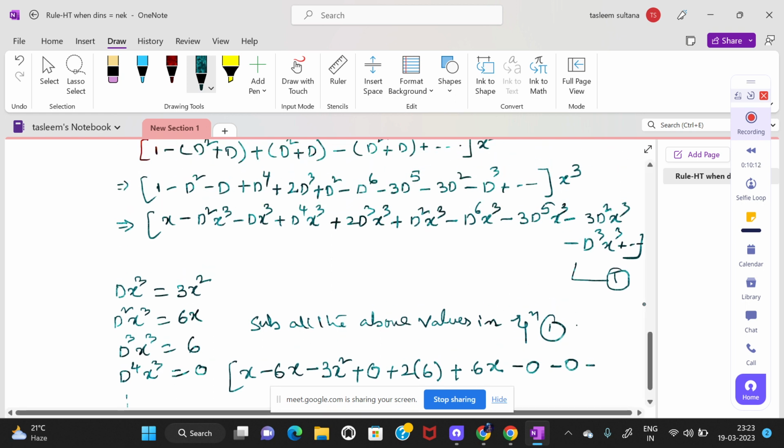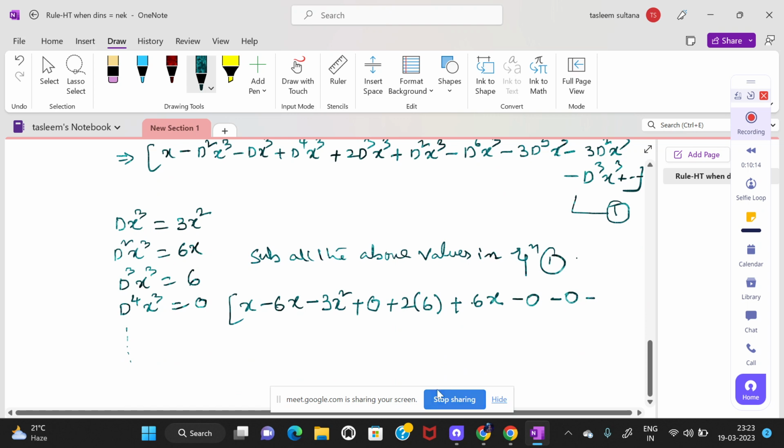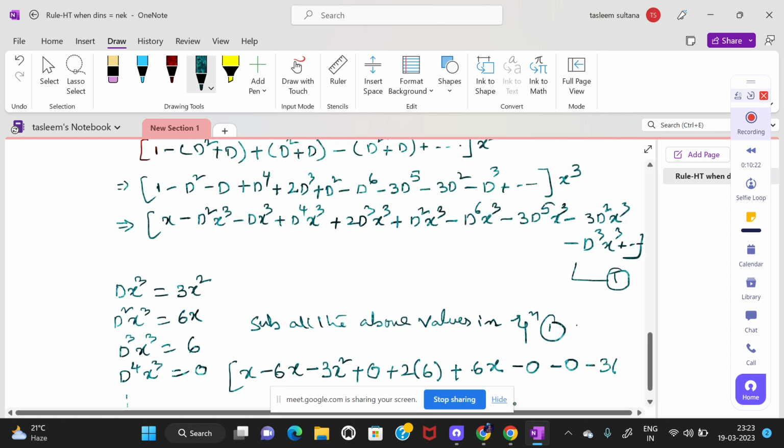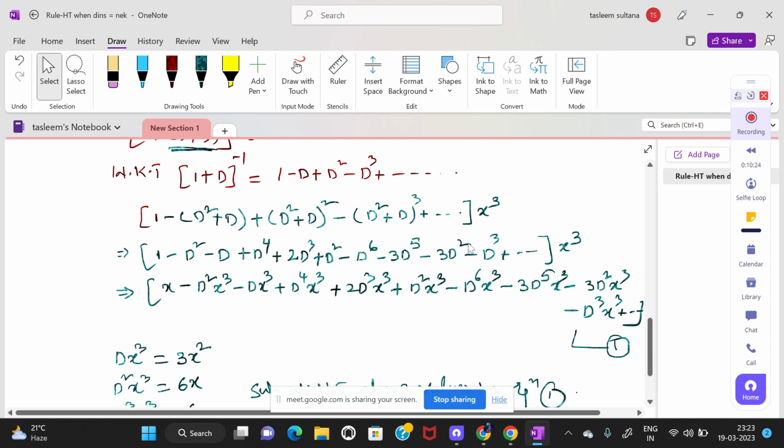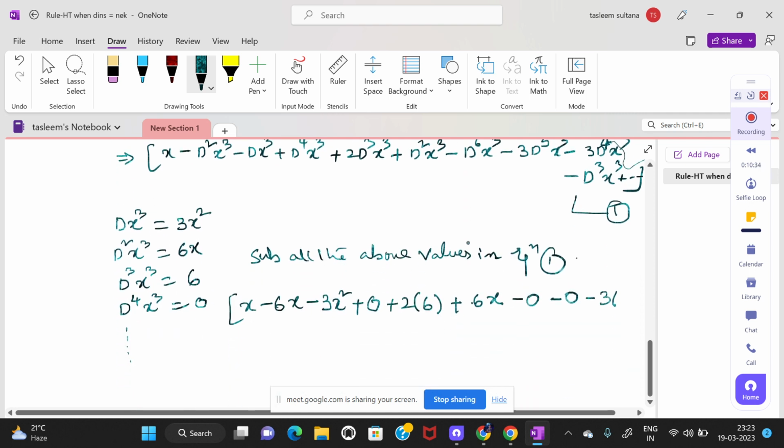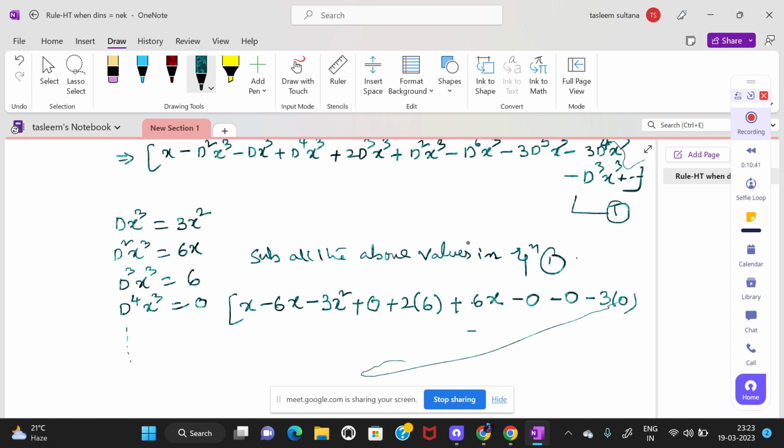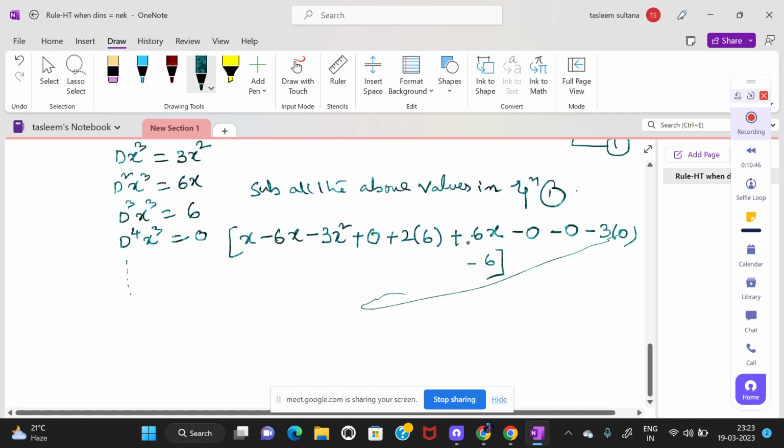minus, what is this term? Then d square, 3 into your d square d, it's going to be 4, sorry, so this term is going to be 0. Then next, minus d cube x cube value is equal to 6. Now simplify, you will get your complete PI now.